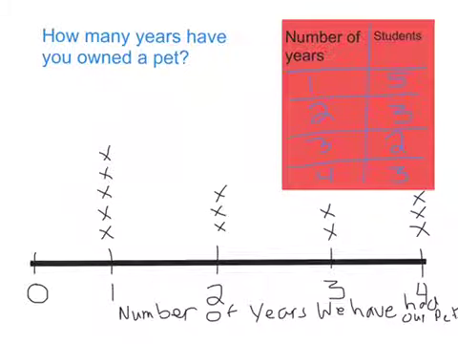So remember, the parts of our line plot are that we have a number line that shows the numbers we're working with. In this case, it's number of years. And then we use our X's in a vertical row, like on a bar graph, we go vertical, that represent our number of students.